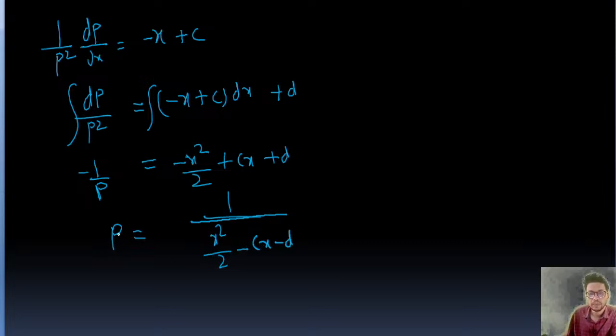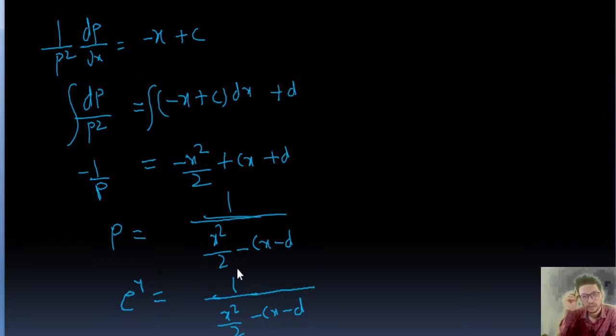Now value of p we have, we know, right? Suppose that we have considered e to the power y equal to p, right? That we have substituted initially. So this is going to be e to the power y equal to 1 upon x square by 2 minus cx minus d. Okay, this is the one, guys, this one.